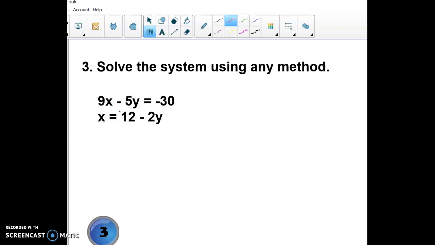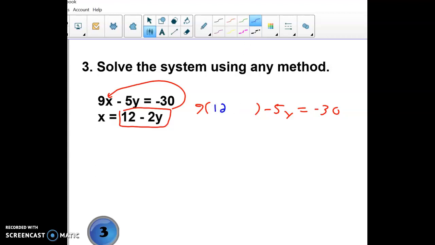Set up pretty well for substitution because we have x alone in the second equation. So we're just going to substitute it in up here. So we have 9, and then we're going to take out x, just like you might take out a player in basketball and replace him with somebody else. So that's the top equation. But now x, we're replacing it with 12 minus 2y, right? And now just solve this for y. So we're going to distribute here. 9 times 12 would be 108, I believe. Minus 18y minus 5y equals negative 30.